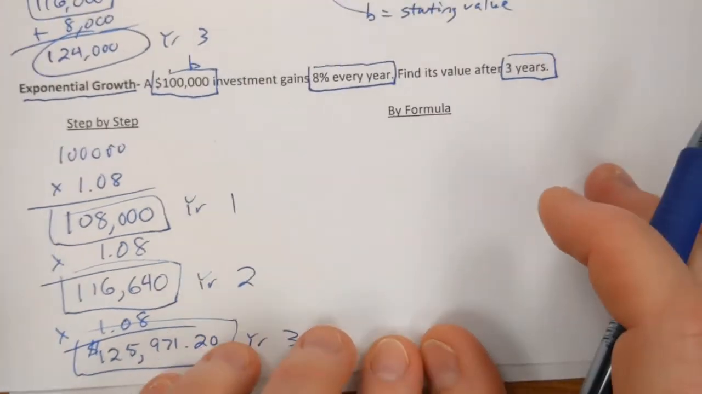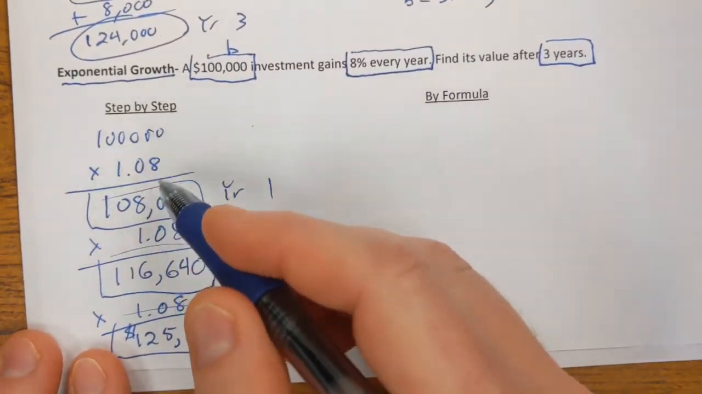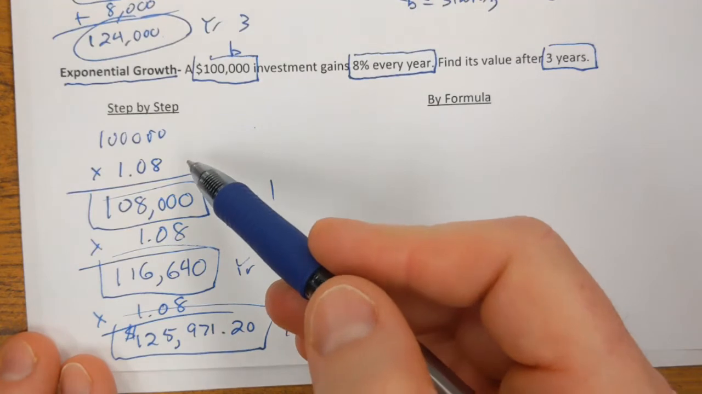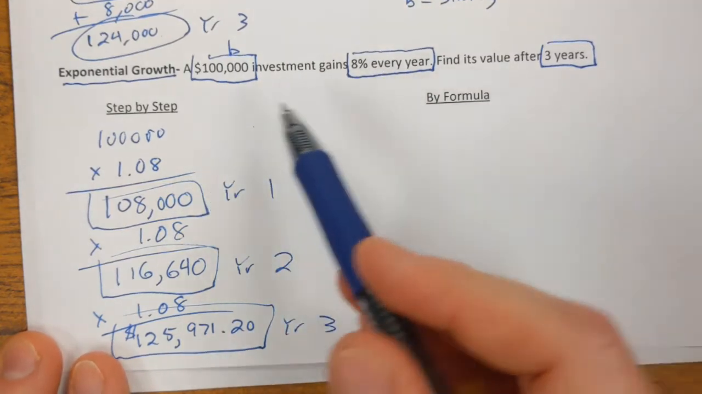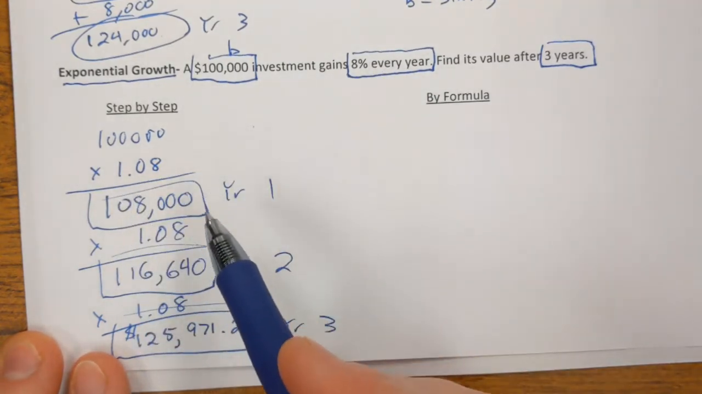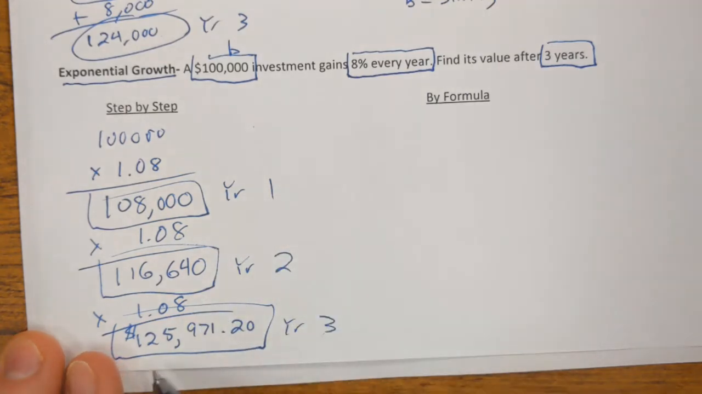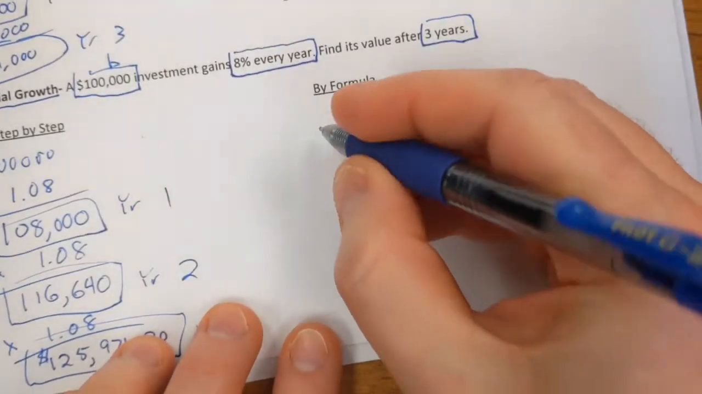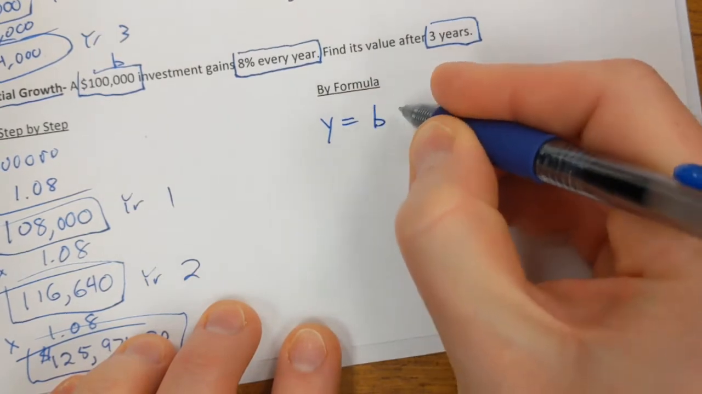All right, now let's come up with a formula for this. So yes, you can do this step by step. If we multiply it by an 8% growth, if we multiply it by 1.08 and do that 3 times for the 3 years, that's how we can do it step by step. But there's actually a formula to make this faster.